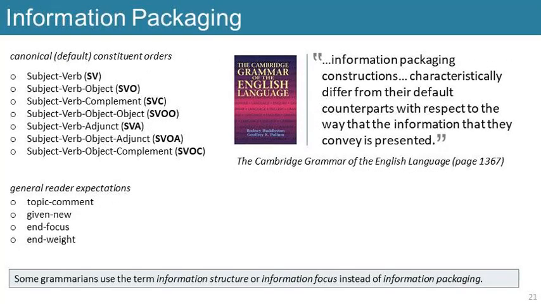In summary of what we've seen so far, there are 7 default or canonical constituent orders, but writers may choose to diverge from these default structures in order to achieve a particular effect, or to ensure compliance with one of the 4 general principles or reader expectations. The term for this divergence from the default orders is information packaging. On the slide is the Cambridge Grammar of the English Languages explanation of the term.